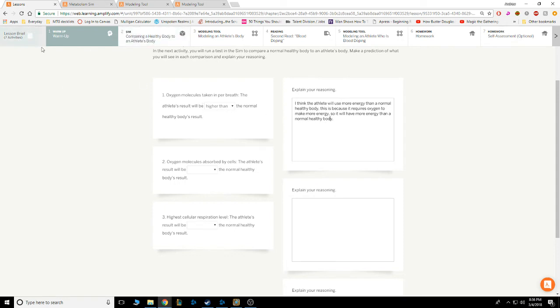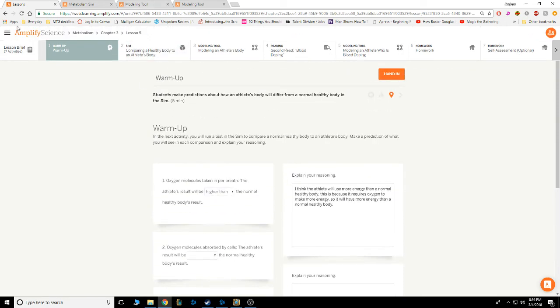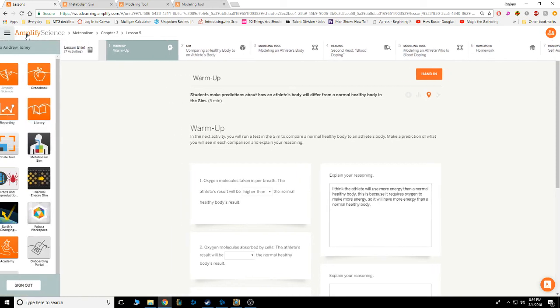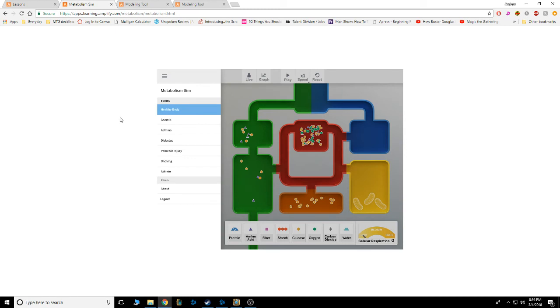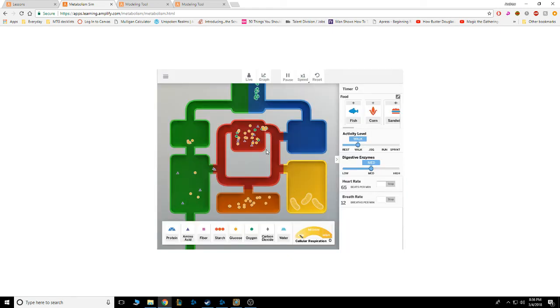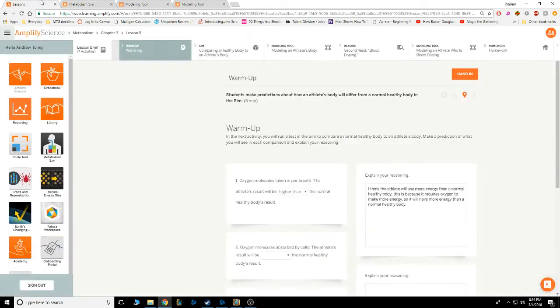You can do that by scrolling up to the top, clicking on these 3 little bars, and then clicking on the metabolism sim. When you do that, you'll get the sim like this, and you can pick a healthy body and an athlete's body. Let's go ahead and begin the athlete level, just so I can show you how you would find these figures. I'm going to observe this body and pause it for a second.